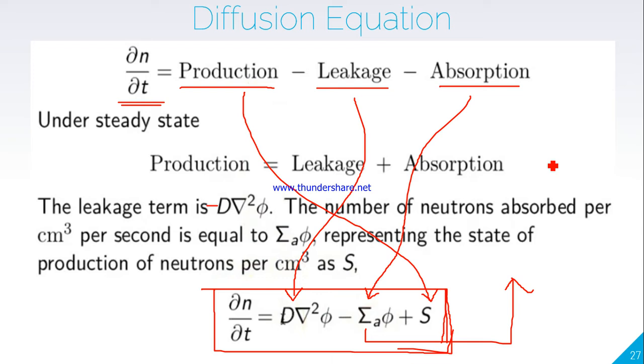For criticality, meaning a sustainable chain reaction that keeps on continuing, this rate should neither increase nor decrease. That means in successive fissions, the number of neutrons left out for the next generation of fission, after absorptions or leakage and all these things, should remain constant.